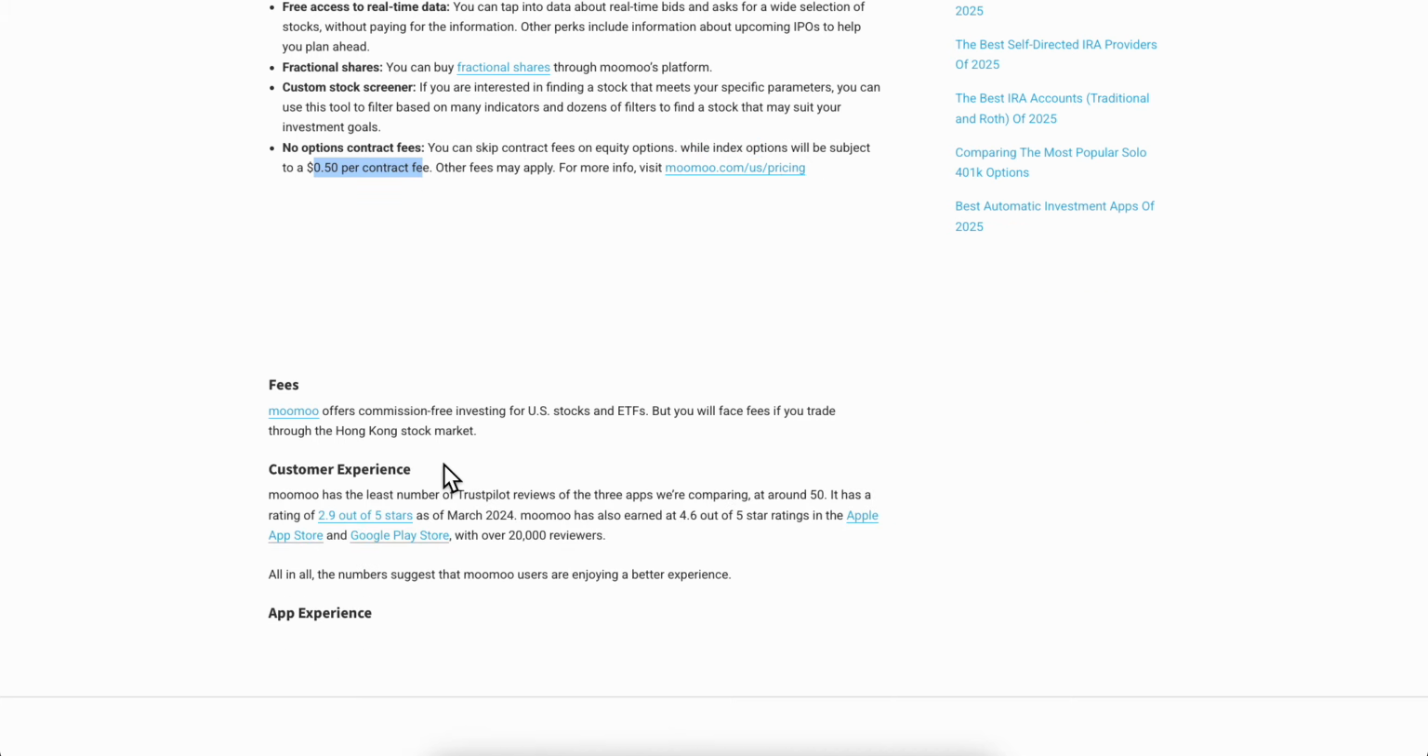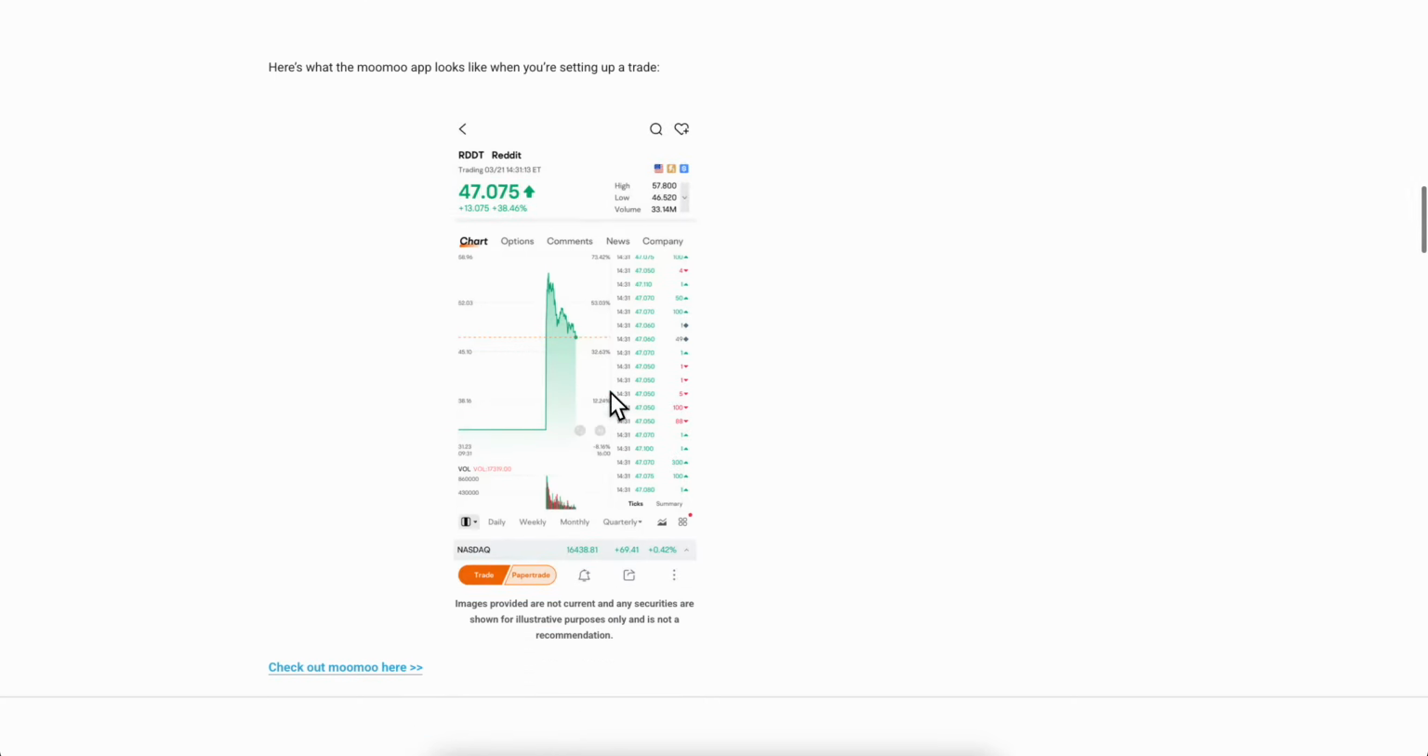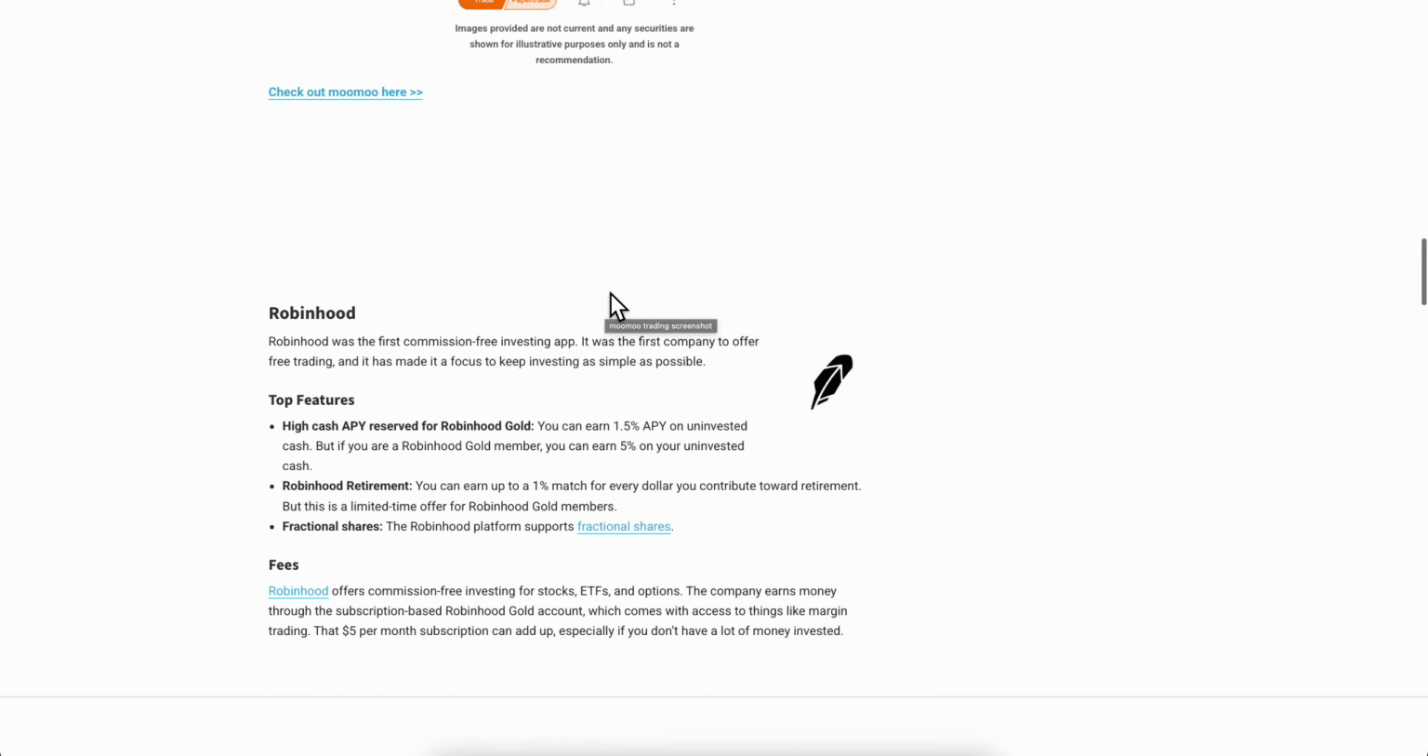Now, as you can see, the fees for Moomoo, they offer commission-free investing for US stocks and ETFs, but you'll face fees if you trade through the Hong Kong stock market. And this is how it's going to look. So this is the interface for the Moomoo app.